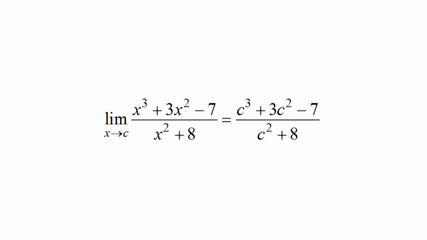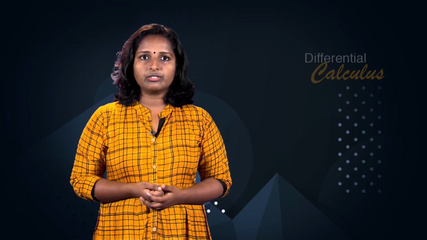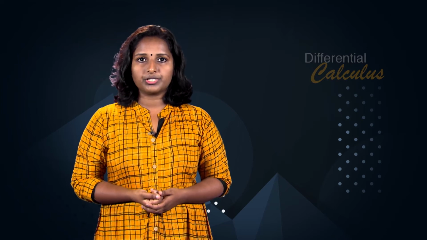This completes the proof. In an earlier example, using various limit rules, we found the limit of (x cube plus 3x square minus 7) upon (x square plus 8) as x approaches c is (c cube plus 3c square minus 7) upon (c square plus 8). Now, by the theorem on rational functions, the above result can be obtained in one step by substituting x equal to c in the rational function.